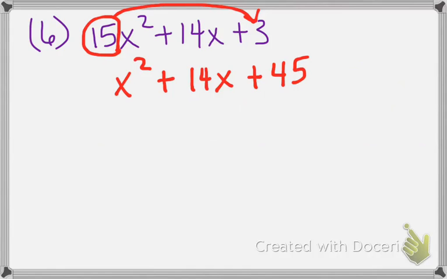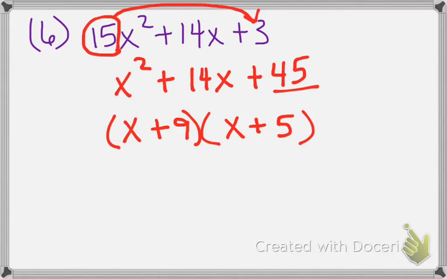Now I want to factor it like I normally would, so I'm going to see what multiplies to give me 45 and adds to give me 14. So 45 is 9 times 5. So if I do x plus 9 and x plus 5, 9 plus 5 adds up to 14 right here, and 9 times 5 equals 45 right there. So that's the factor, but the very first thing we did was multiply by 15, so now what we're going to do is divide by 15.